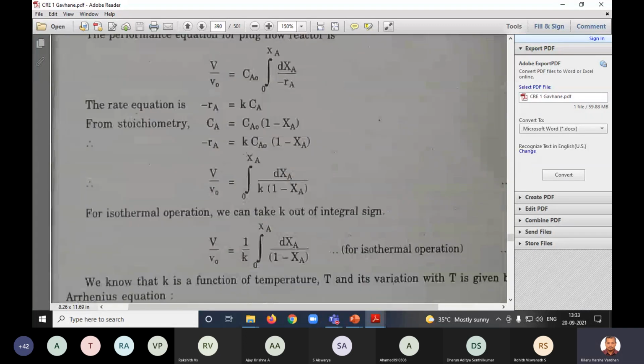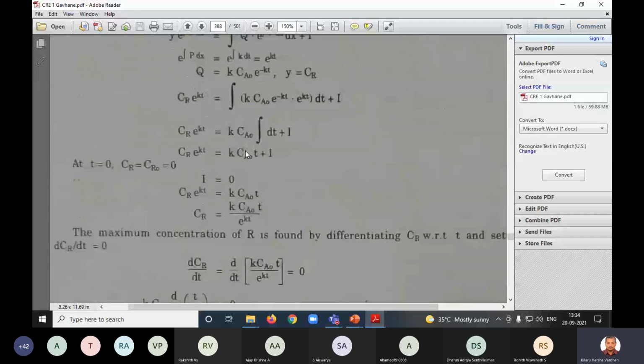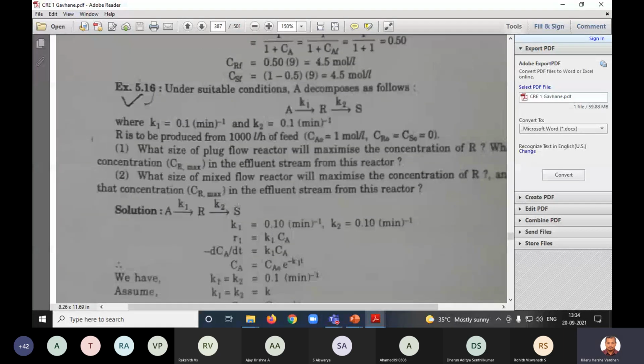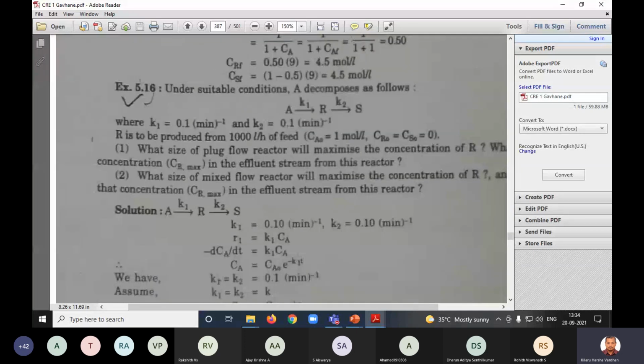Yeah, please take down this problem. This problem, a lot of times he asked in the exam. Under suitable conditions, A decomposes as follows.